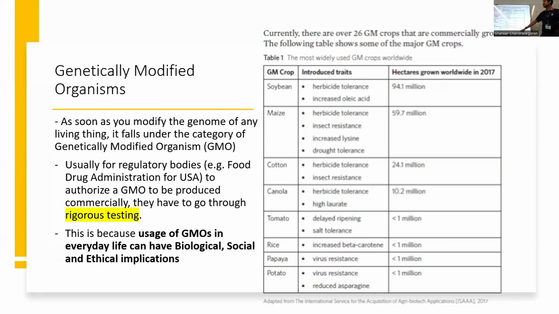For example, you can see here, right? In soybeans, some of the traits that have been introduced are herbicide resistance and increased oleic acid. In tomatoes, delayed ripening, like I said, and salt tolerance. In potatoes, virus resistance, reduced asparagine, cotton, and so on. So you can see that there are a lot of traits that can be added to plants or animals or anything using genetic engineering.